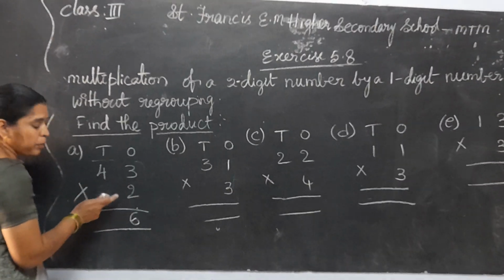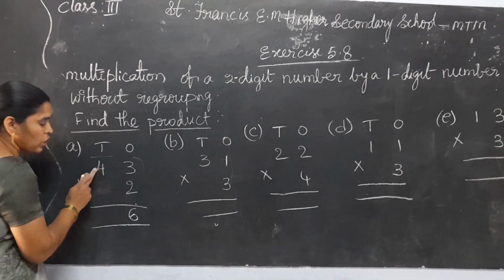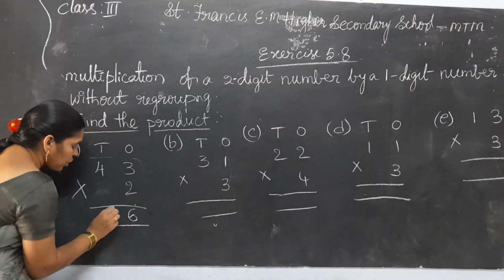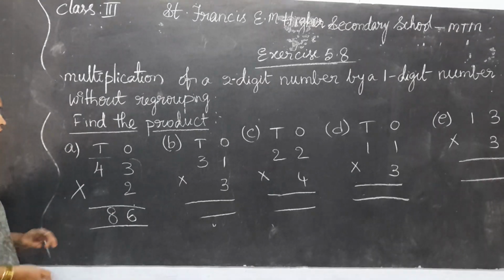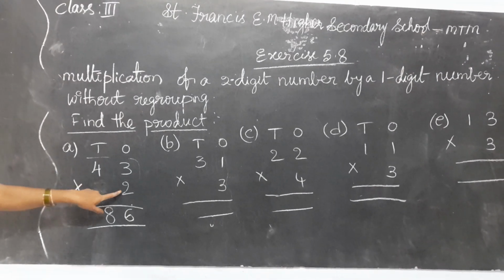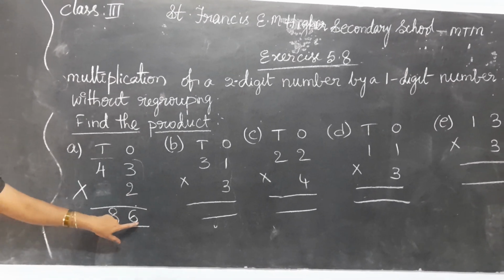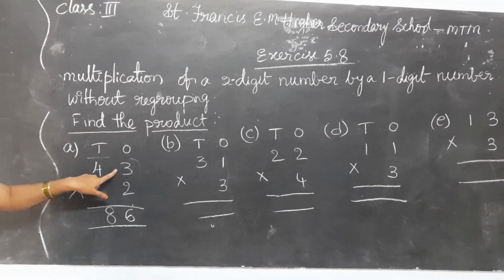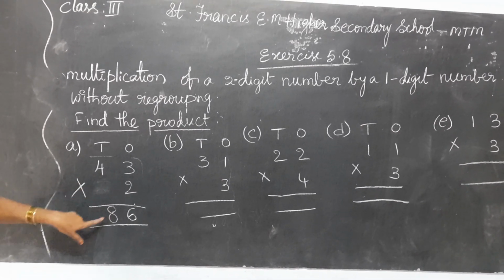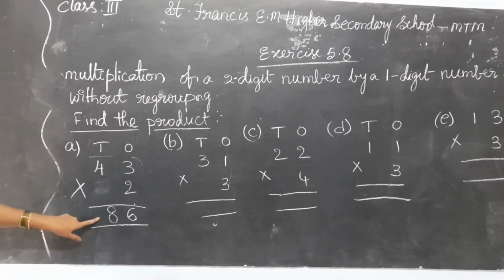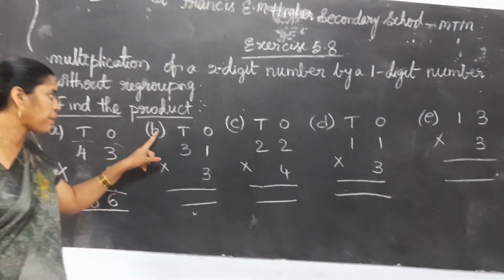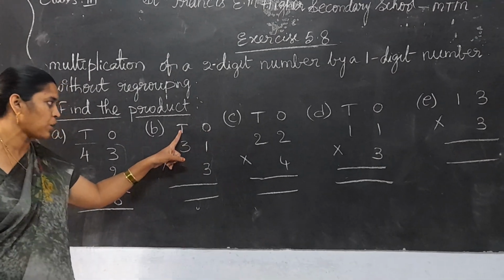Now I am going to multiply the tens place digit. 2 4s are 8. That you write in the tens place digit. This is called multiplicand, this is multiplier, and this is called product. 43 we are multiplying by 2, the result is 86. Okay children? Now same way B1, 1's place digit and 10's place digit.